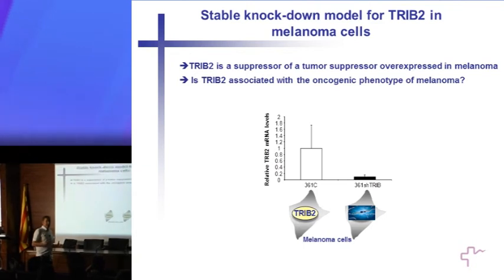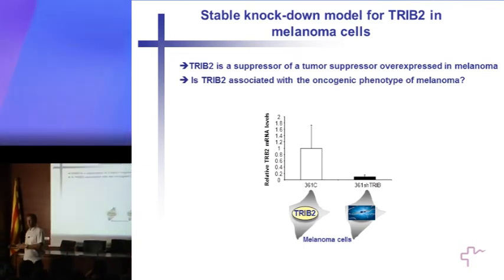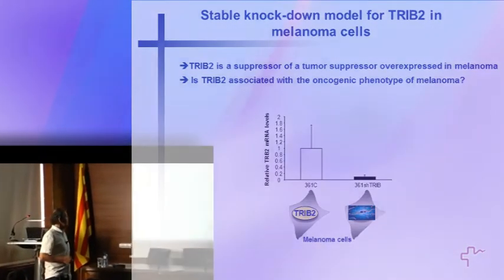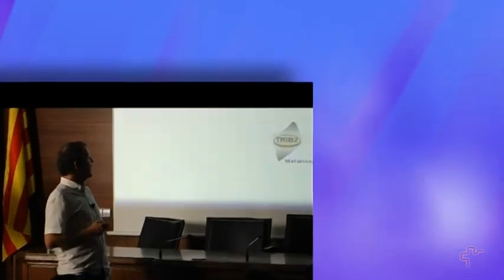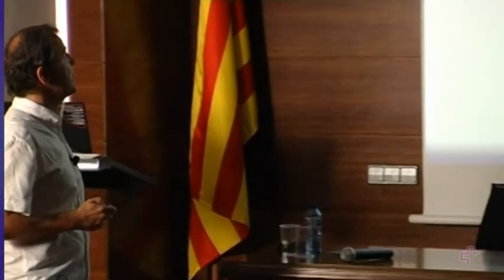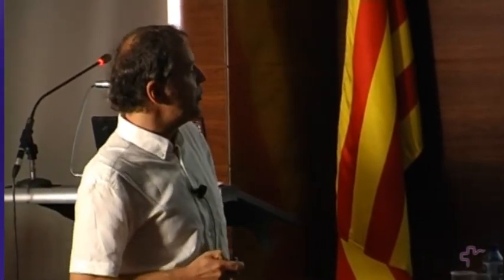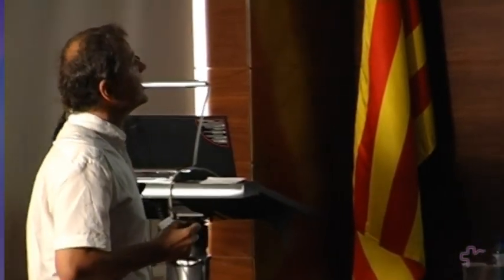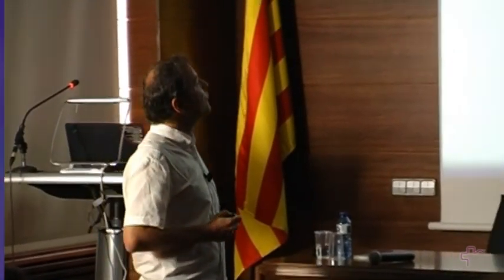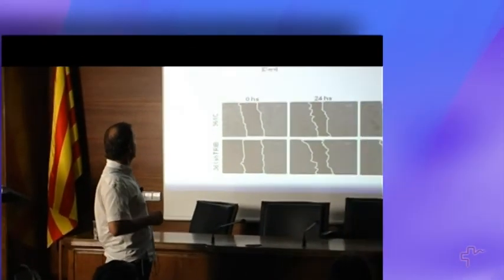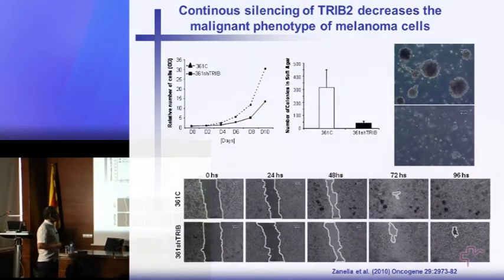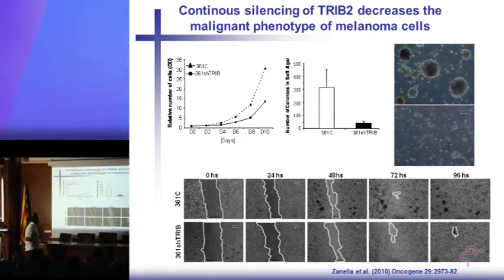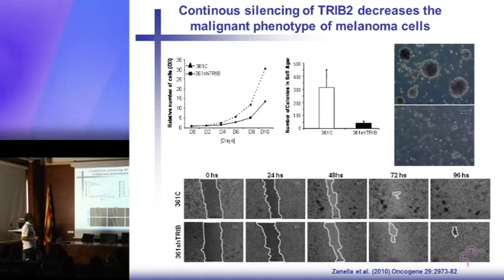This led us to ask ourselves whether a suppressor of a tumor suppressor might be an oncogene. So to test this hypothesis in melanoma cell lines, we established a stable knockdown model for TRP2 in melanoma cells. And with these tools in hand, we were able to show that a stable silencing of TRP2 decreases the proliferation, the capacity to form colonies in soft agar, and also to close wounds.